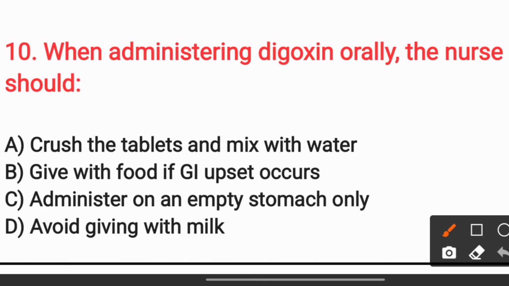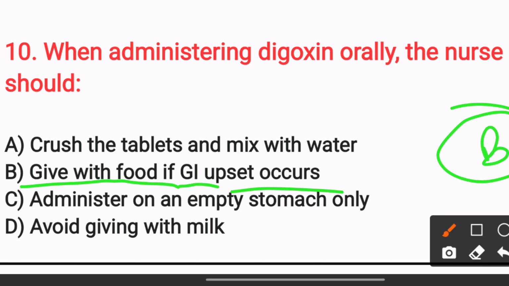The answer is option B, give with food if GI upset occurs. Oral digoxin can cause GI irritation. Giving with food reduces the discomfort from the digoxin effects. The answer is option B.